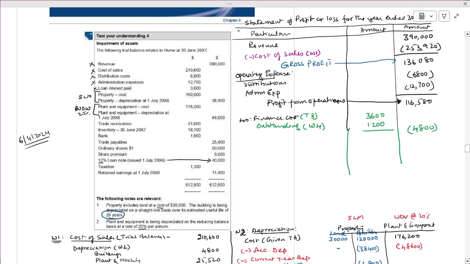Okay, total finance cost is 4,000. Is it clear? Salim, Ismail, Mazin, Hussein and Sumayya. Yes, sir. Okay, a little bit.